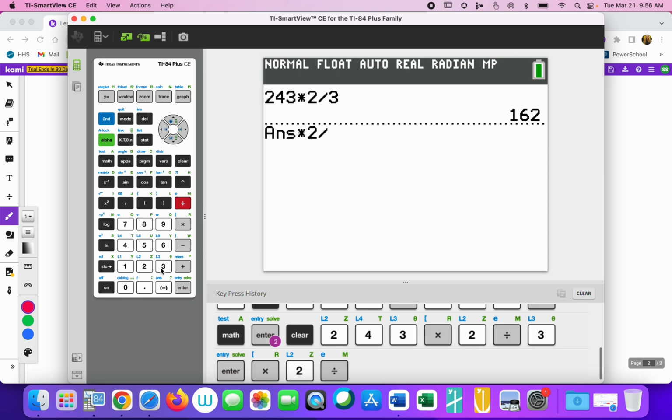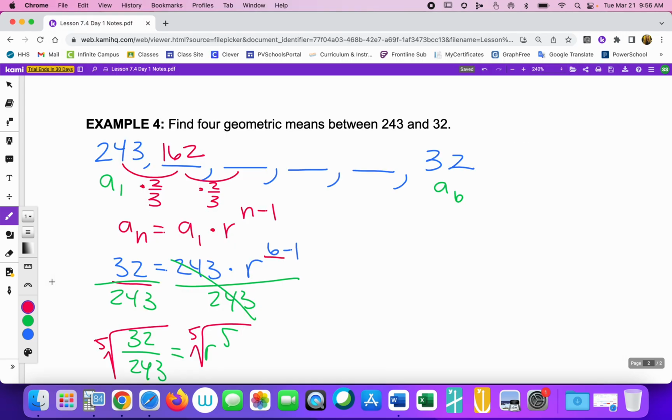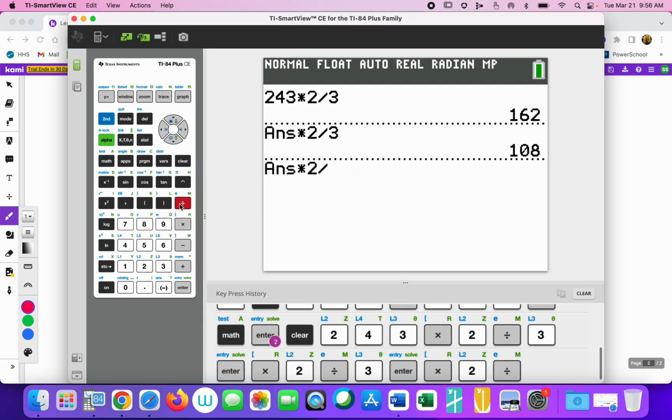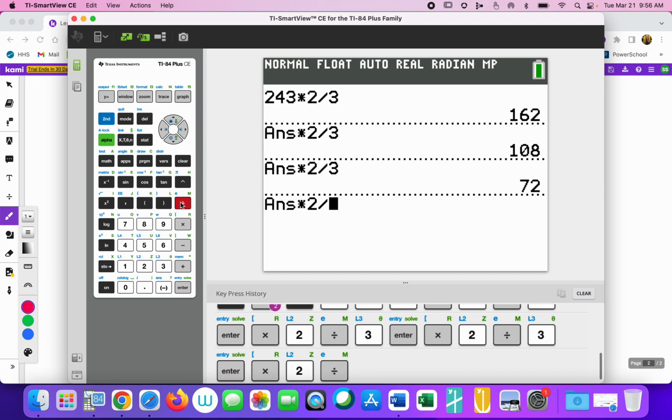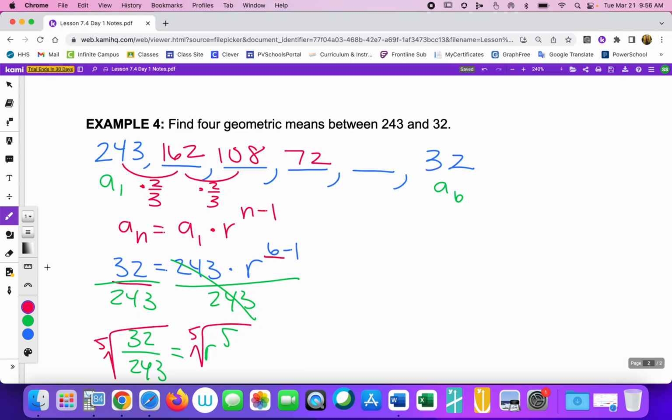Times 2/3, 108. And 2 more times. Times 2 divided by 3, 72. And times 2/3, 48. So when you're asked for these 4 numbers, in that order, are your answer. What we figured out are to figure those out.